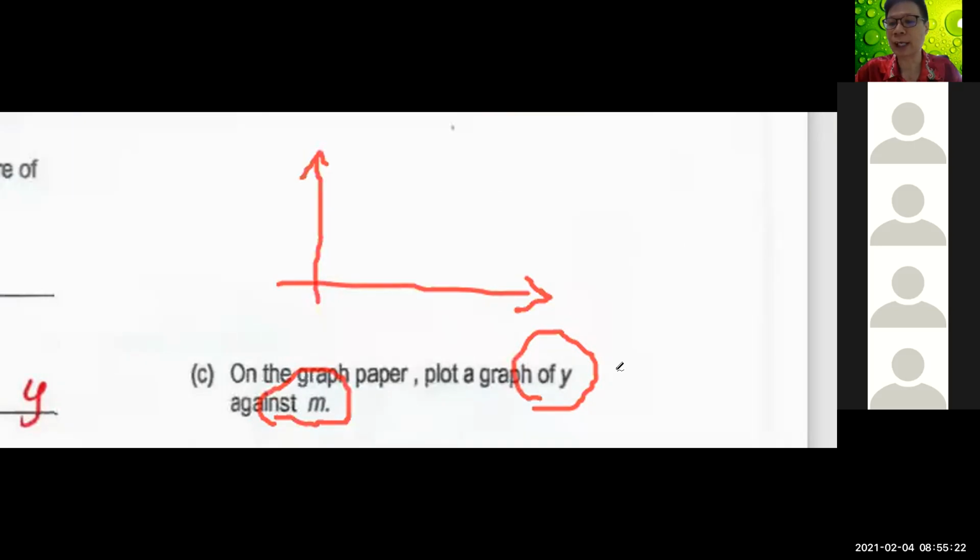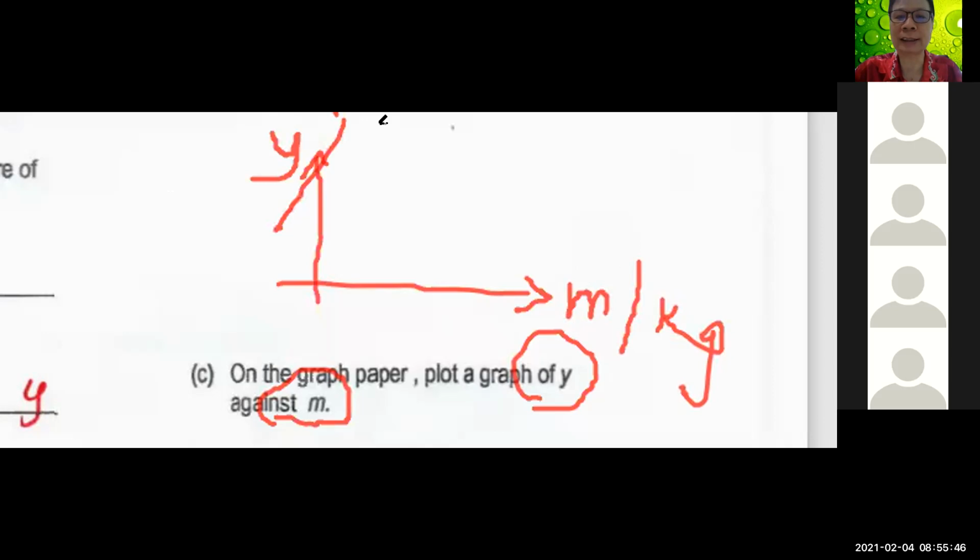Y on top. Yes. Remember, this is a standard way we say y against m. So y always starts here on the y-axis, and m is here on the x-axis. But you have to put the units. M is in kilogram, and the y here is in cm, so must have the unit. So your graph is like that. Y against m. Now you have another problem. How to put a number here and how to put a number here?